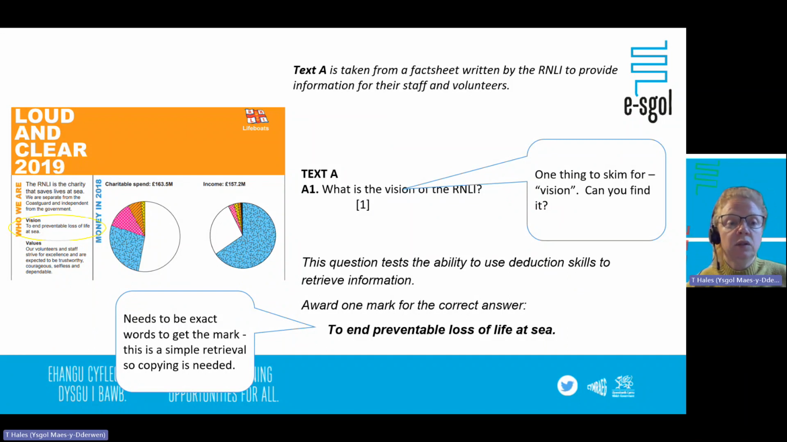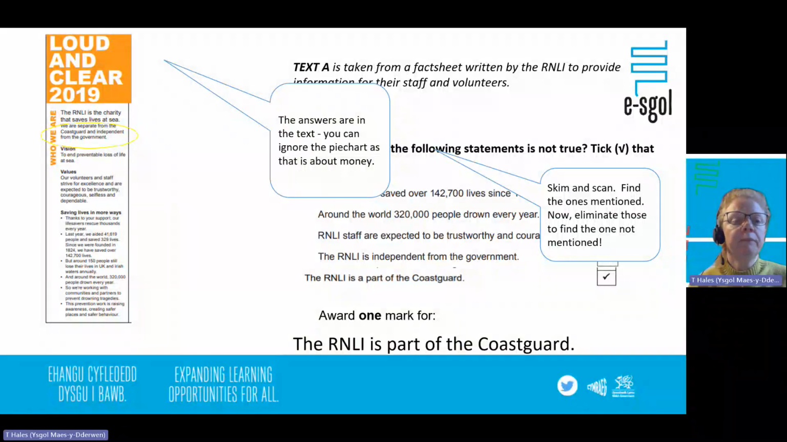It needs to be exact in order to get the mark. It is just a retrieval, find and copy. Okay, so here is the longer section of text A. And this time the question says, which of the following is not true? Tick that box. So this is slightly more complicated.